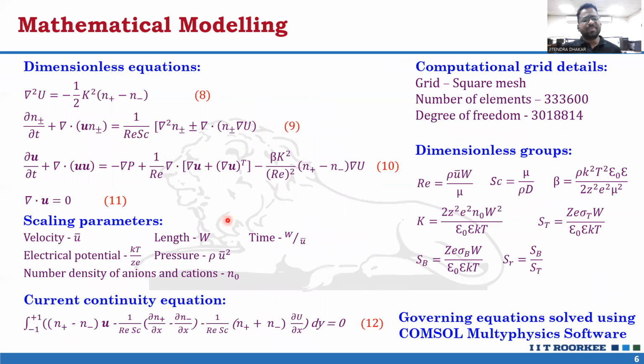Okay, so with the help of these scaling parameters, the previous equations are non-dimensionalized, and we get the dimensionless equations as equations 8 to 11, and the dimensionless groups are shown here. Equation 12 is the current continuity equation. At steady state, it is satisfied at the inlet and outlet of the microfluidic device, and the induced electric field is calculated from that equation. Okay, so these are the computational grid details, and these equations with the appropriate boundary conditions are solved using the finite element method based COMSOL Multiphysics software.